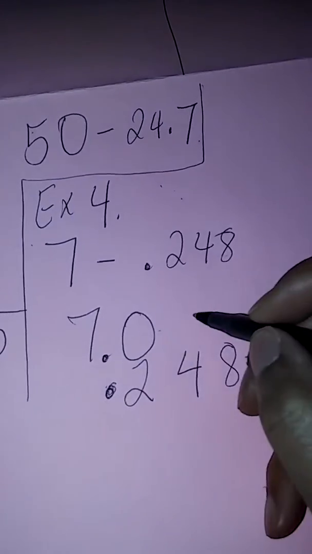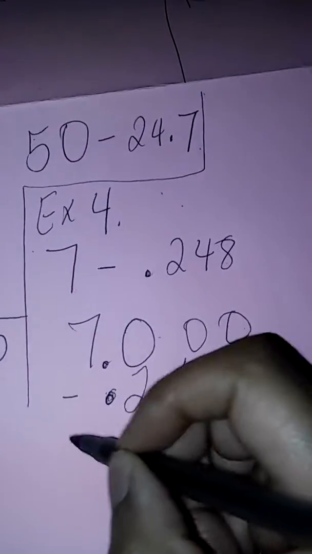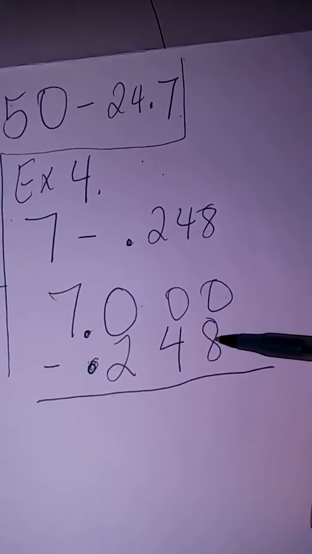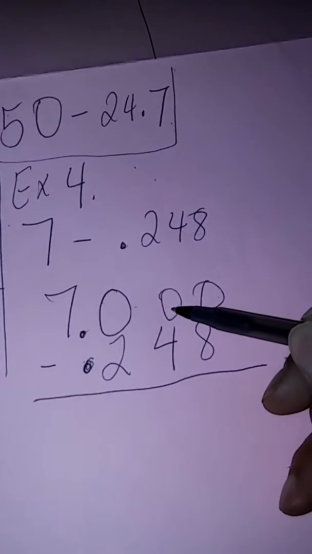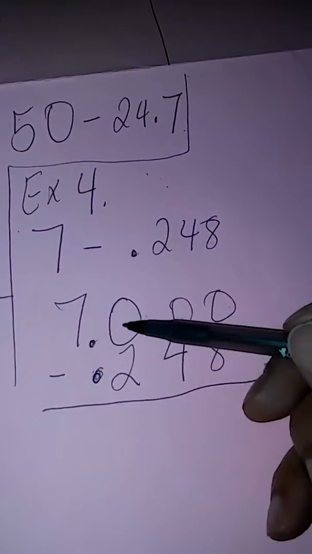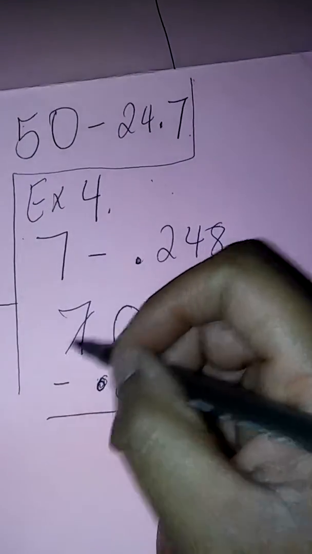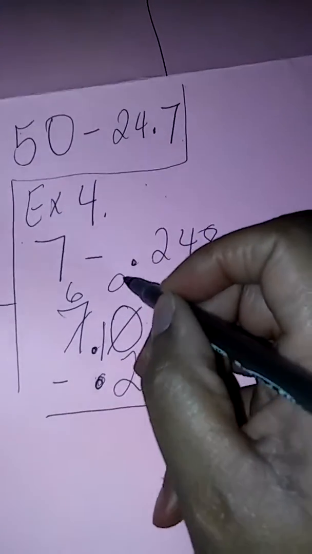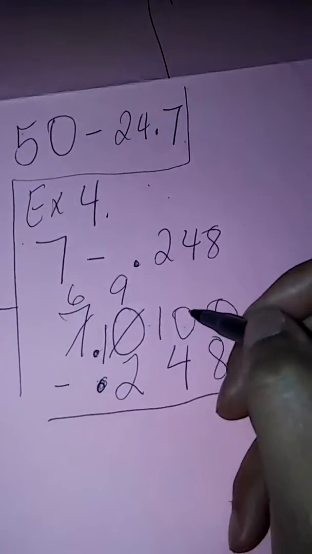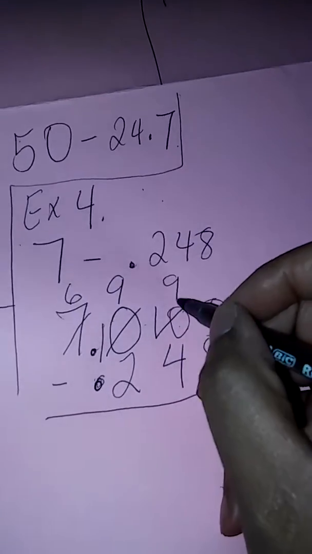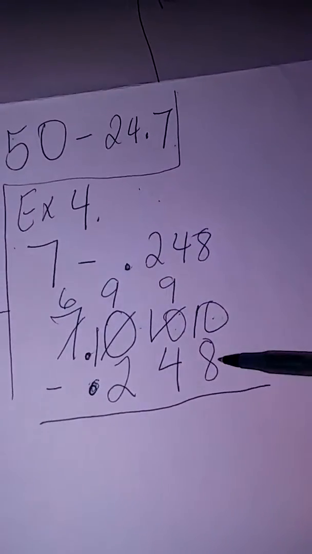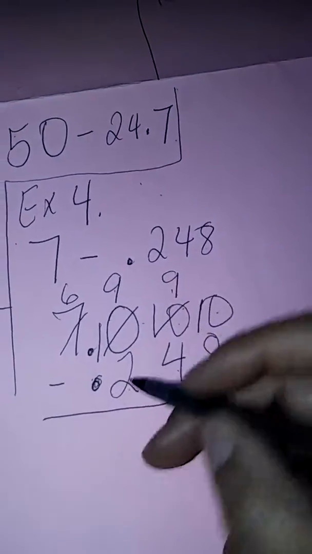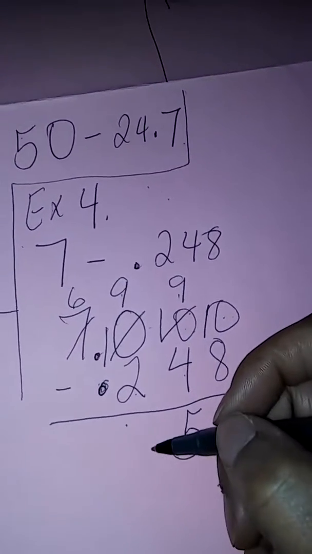Notice I have empty spots, so I'm going to put some zeros there. Going to subtract. I can't take away 8 from 0, so I have to go and borrow. He has none, so he's going to borrow from him. But he doesn't have any, so he's going to borrow from him. And he's going to give 1 to him, leaving him with 6, giving him 10. And he's going to borrow it to give it to him, giving him 10. But he's going to give it to him, leaving him with 9, giving him 10. 10 minus 8 is 2. 9 minus 4 is 5. 9 minus 2 is 7.